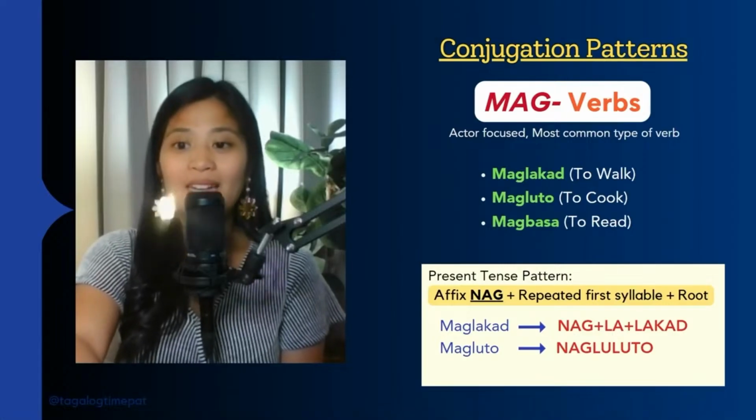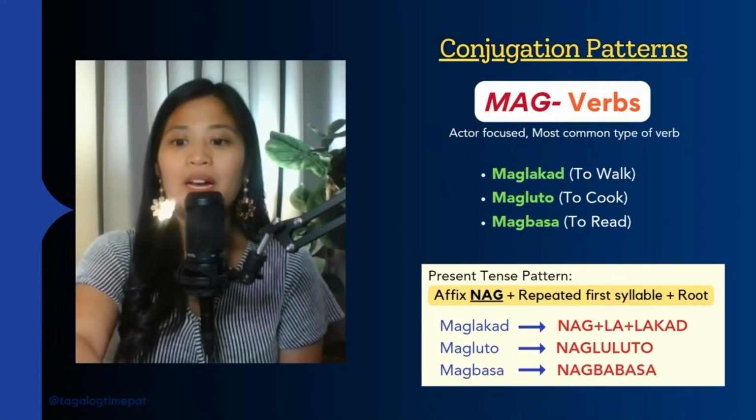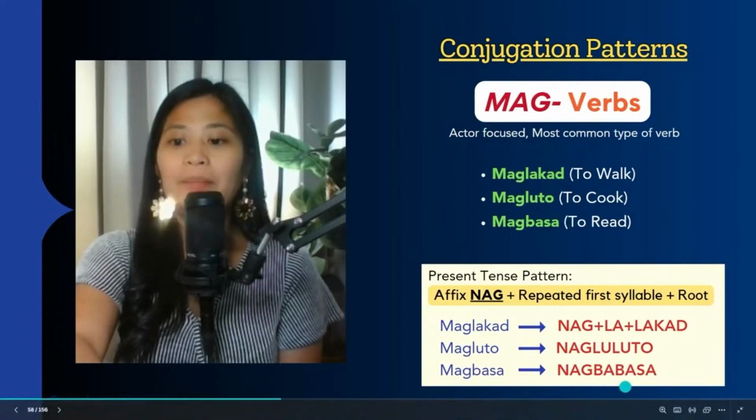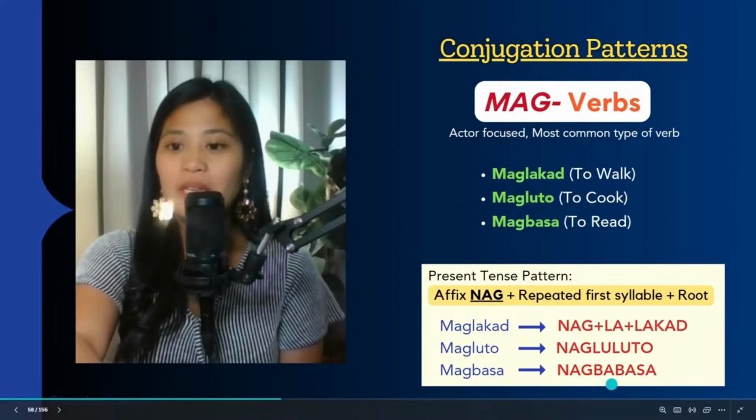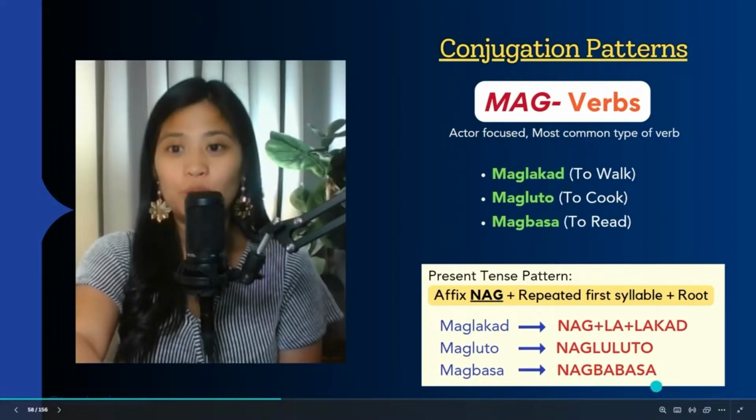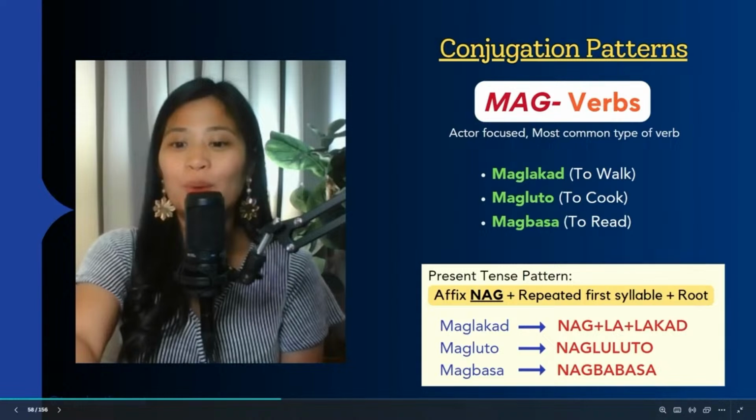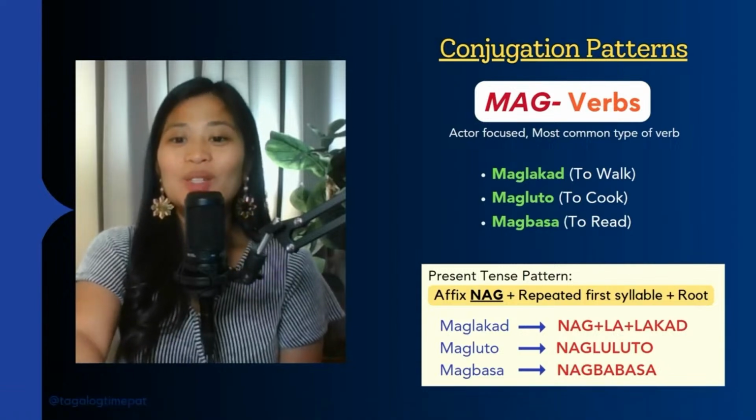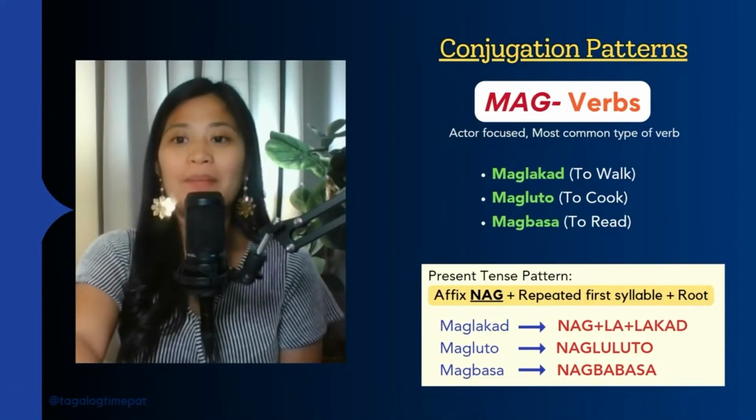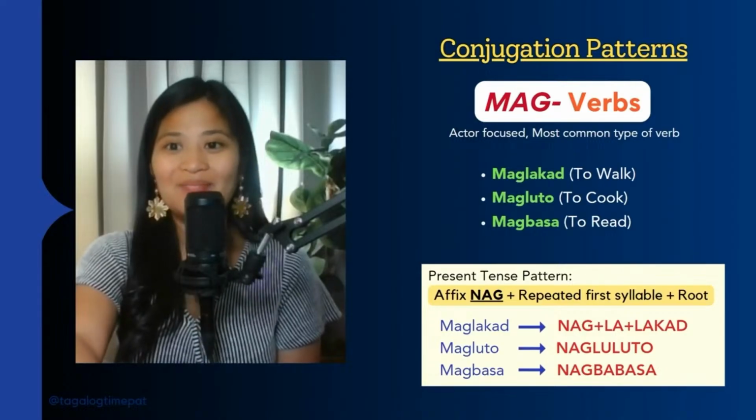Lastly, magbasa, to read. It becomes nagbabasa. Here's the affix nag, then there's a repeated first syllable, and then the root. Nagbabasa ako, I am reading. So that is how you would conjugate a mag verb in the present tense.